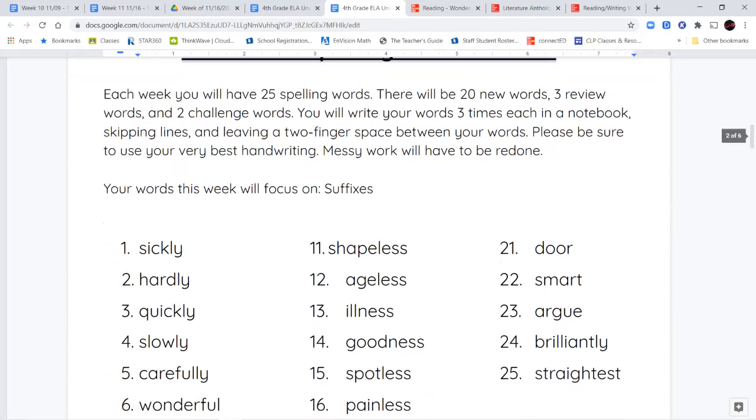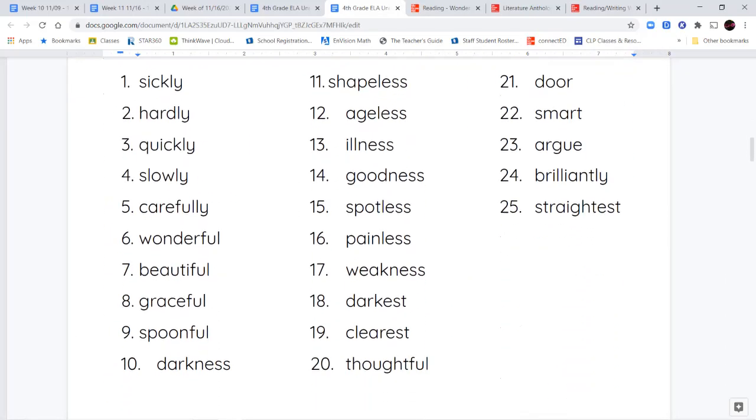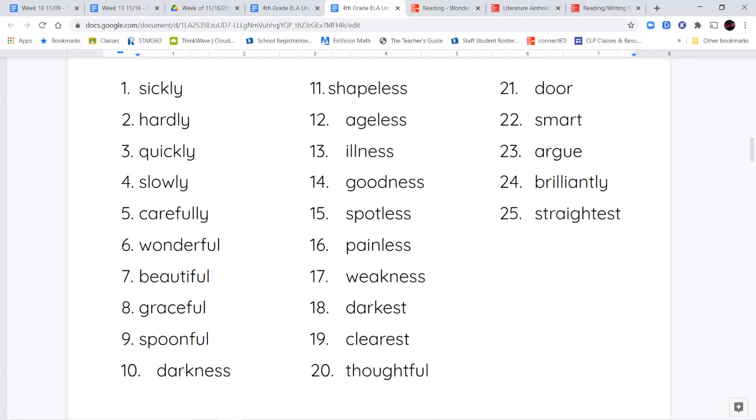Now, your spelling words for this week are going to focus on suffixes. So remember, we've talked about suffixes already. They're the word parts that get added onto the end of a word. So the suffixes that you guys have this week are ly, L-Y, full, F-U-L, ness, N-E-S-S, less, L-E-S-S, est, E-S-T, or er, E-R. So we'll talk about all those in a minute.